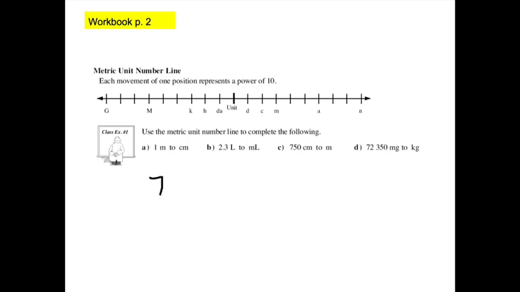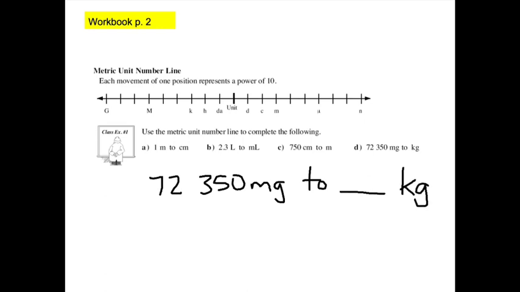Lastly, we have 72,350 milligrams, and we want to convert this to a certain number of kilograms. Milligrams is right here, and kilograms is right here. Same thing again, circle your start, underline your end, figure out how many spaces and in what direction you have to move in order to convert them. So 1, 2, 3, 4, 5, 6. 6 places to the right.